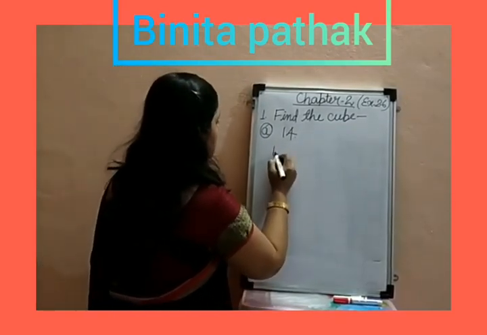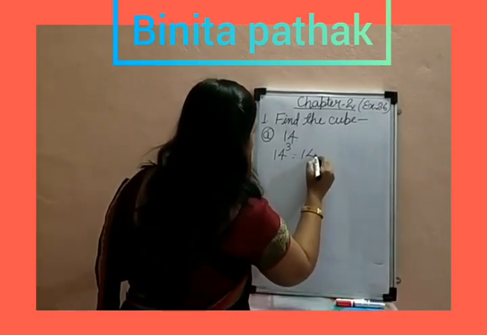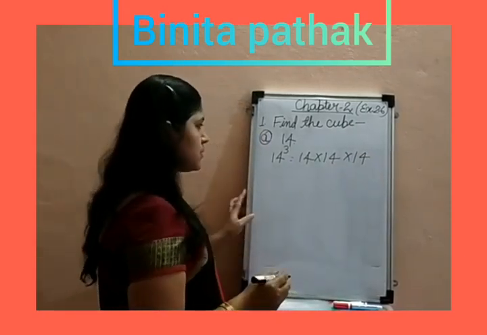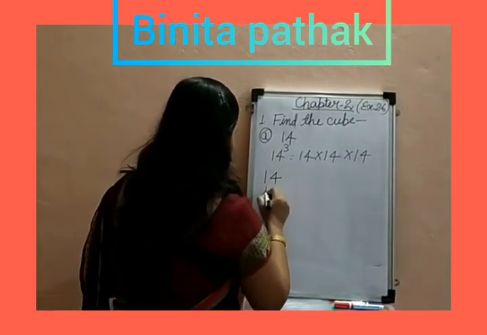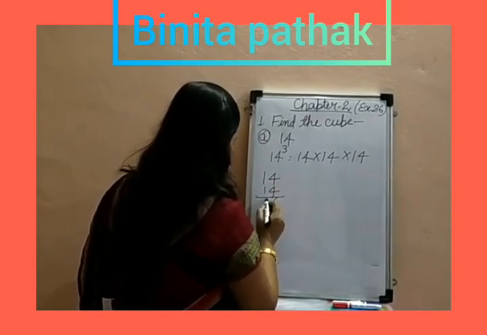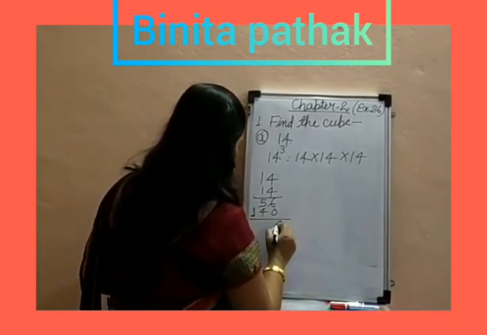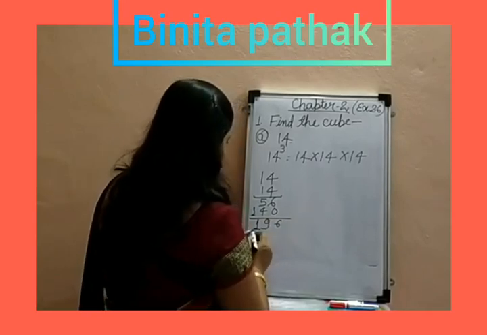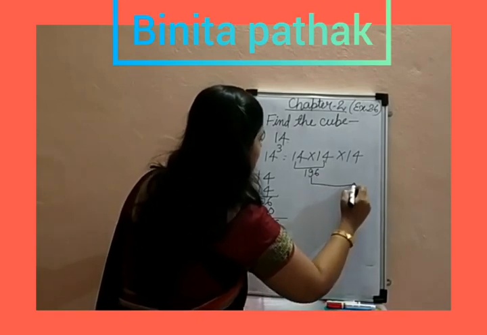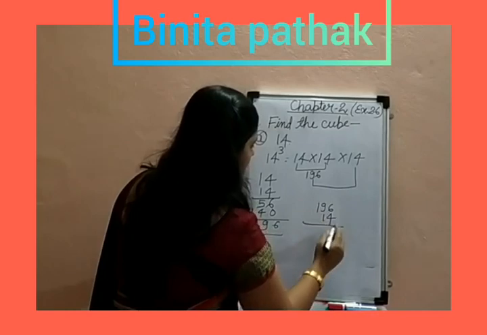Cube of 14 means 14 to the power 3 or 14 cube. It means 14 into 14 into 14. 14 multiplied 3 times. So 14 into 14, 4 fours are 16, 1, 4 ones are 4 and 1, 5, 4, 1, 6, 9, 1. So 14 into 14 is equal to 196. Now 196 multiplied by 14, 6 fours are 24.